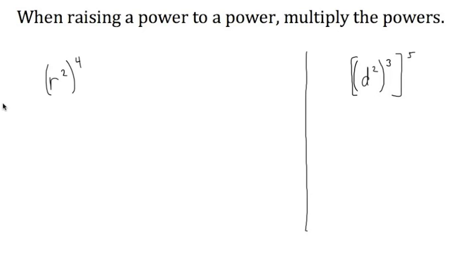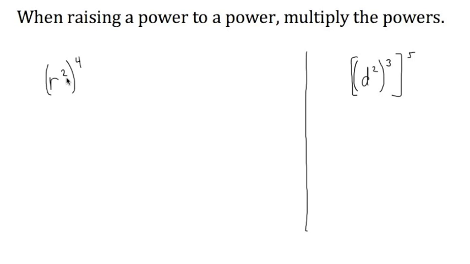In this video, we will explore the rule: when raising a power to a power, multiply the powers. Let's begin by considering this expression, r squared to the fourth power. It's important to recognize that when we apply this rule, we must be raising a power, and only a power, to a power. In other words, there can be nothing else in parentheses except for an exponential expression, like r squared. In this case, we do have just an exponential expression in the parentheses, so we can apply this rule.